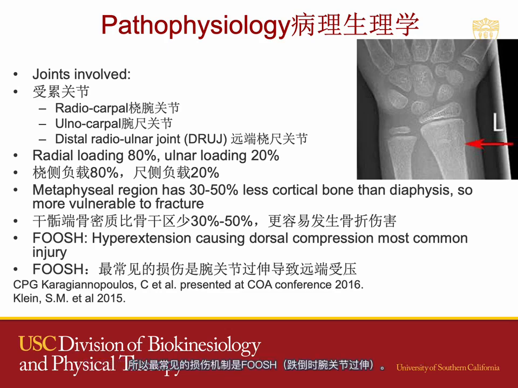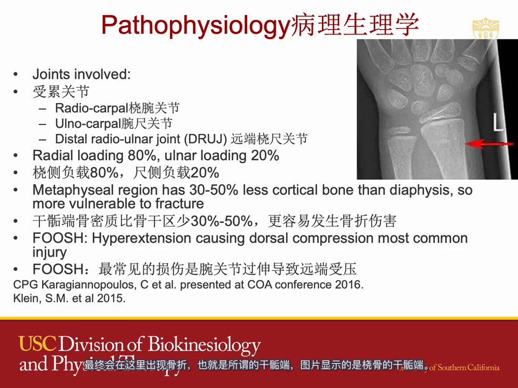So again, the most common way we get injured is hyperextension with a fall on an outstretched hand. You're putting your hand down, the compression is going through the radius, and it's usually with the wrist in significant extension or hyperextension. So that's where you're going to end up with that fracture.